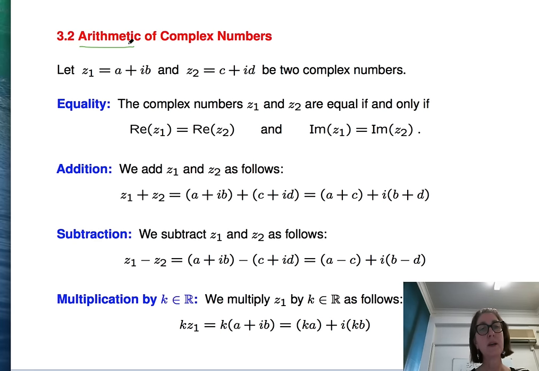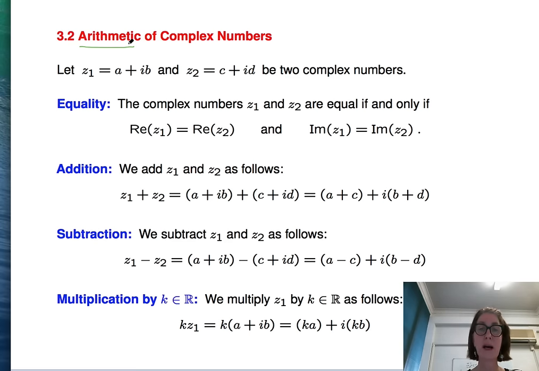And this is really going to be something that's a bit new to us, so we don't have an idea of how to do any kind of arithmetic with complex numbers, just like we didn't have any kind of idea about how to add and subtract vectors, so we had to develop all those ideas from scratch.